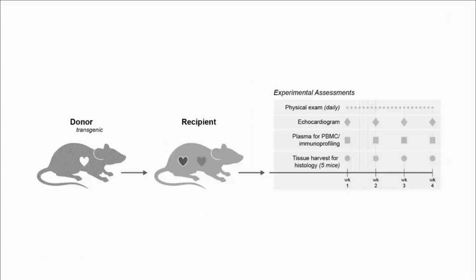This is how we are monitoring our mice. We have a donor, either a donor transgenic animal, or we're also using some viral vectors that express different targets. They're being implanted in these hearts from the donors into the recipients, and then we're monitoring daily by physical examination, by echocardiography, by PBMC profiling, similar to what we've shown with the pig. And we're also doing histological evaluation at the termination of the experiments.